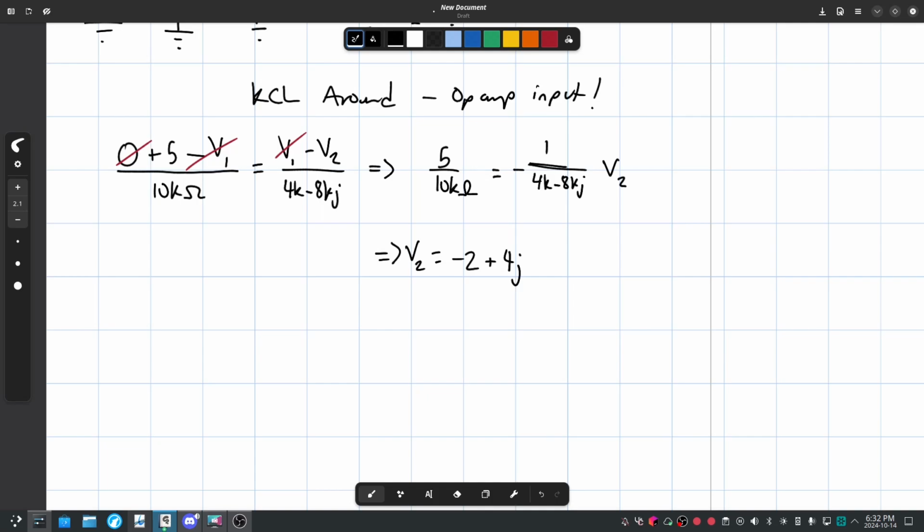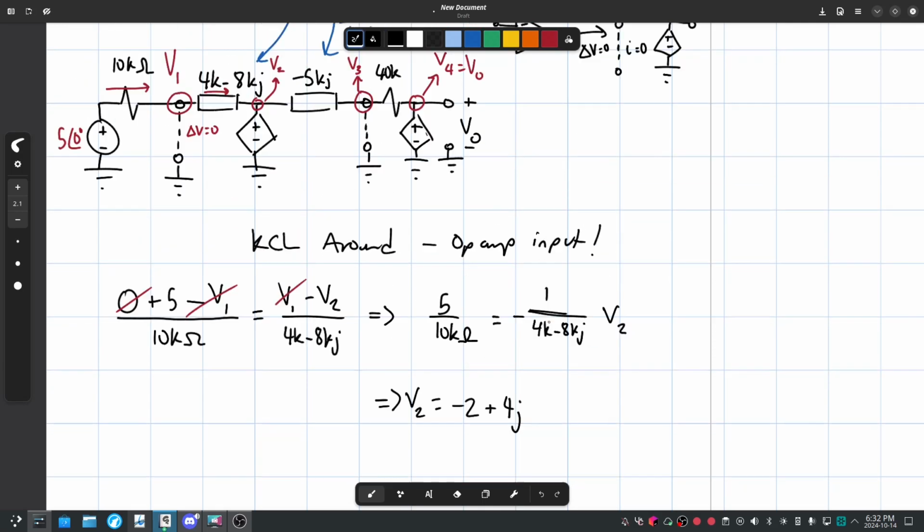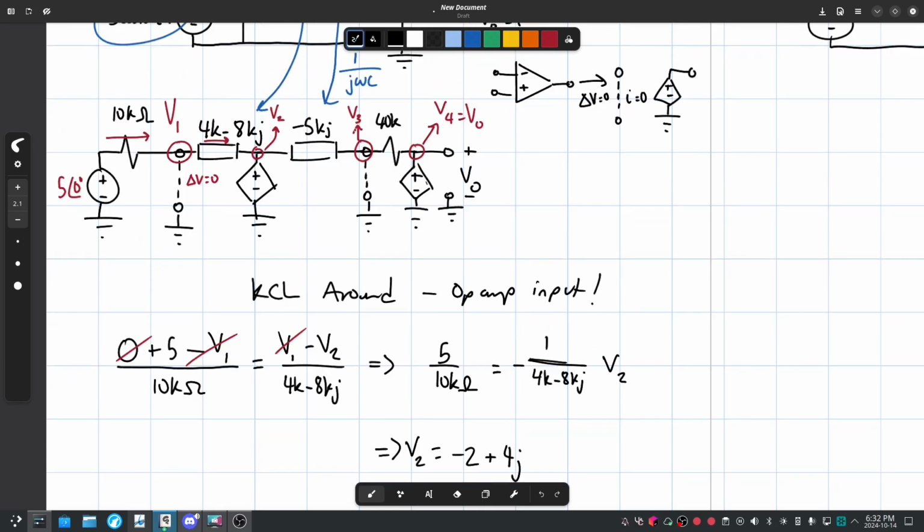You can also write this in phasor. As always, phasor and rect are the same things, just written different ways, but this is a lot nicer than the phasor representation. So now we know V1. We know V1 here. We know V2 here. And we need to know V4.